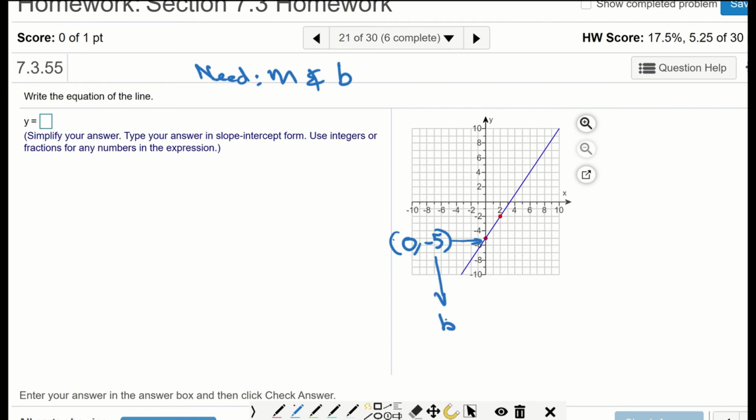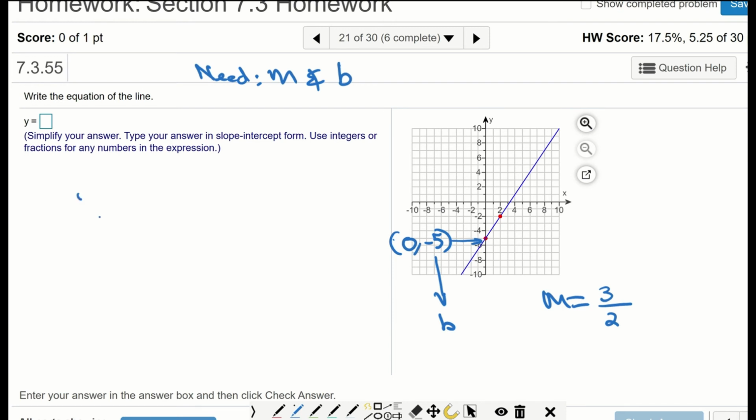Then you can get the slope by just looking at how you can get from this point to that point. Notice you would have to go up 1, 2, 3, and right 1, 2. So what is the slope? The slope is up 3, +3 over 2. So right 2. So +3/2.